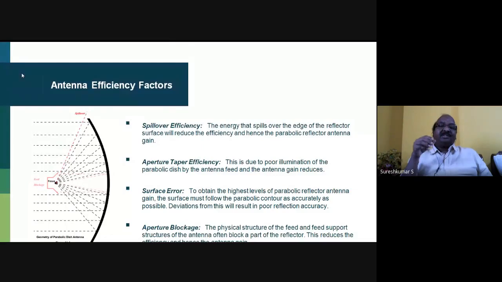Then surface error of the dish. Suppose you are assuming a parabolic dish, it should be a perfect parabola. If there are ups and downs, or the surface doesn't fall in the profile of the parabola, then you will see different phase changes at the focus point. This you call a surface error and you lose efficiency. Then aperture blockage, like you have the prime focus feed at the top of the dish and the support structures to the feed, all these things will block the signal from space and you call it blockage of the dish. In simple terms, it will cause a shadow on the dish, and that is called blockage of the dish, and the efficiency depends on that blockage.